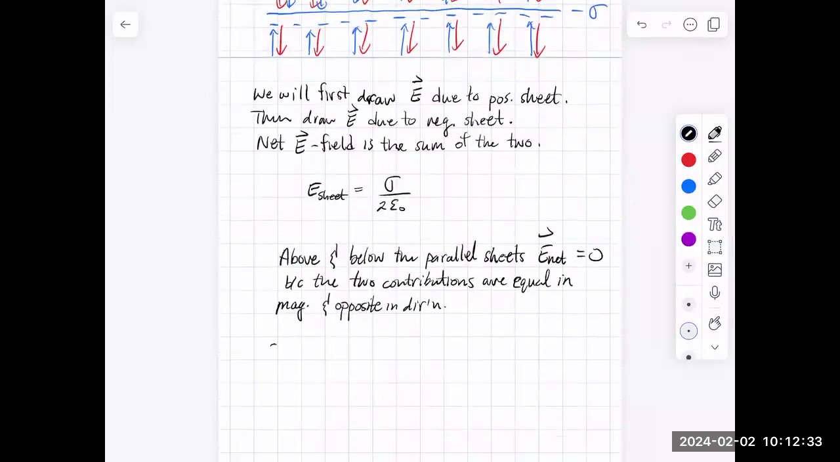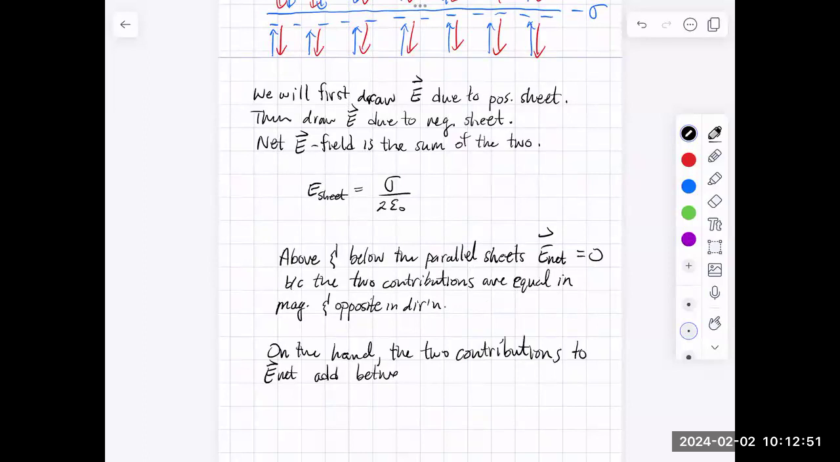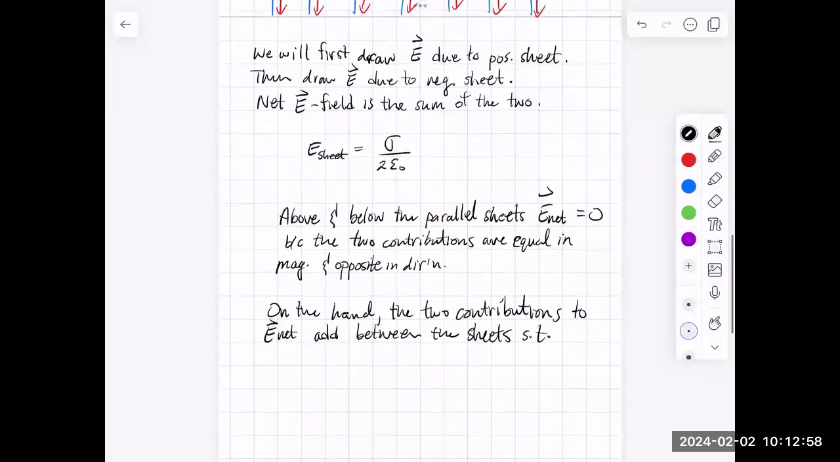Okay, so on the other hand, the two contributions to E net add between the sheets, such that we get E net has a magnitude of sigma over epsilon naught between the sheets.